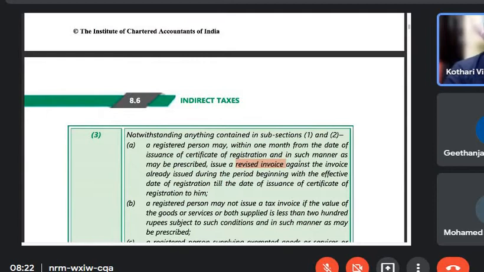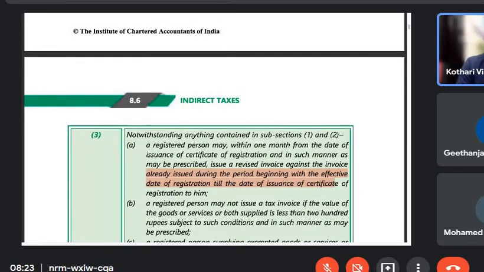Why is this happening? Against the invoice already issued during the period beginning from the effective date of registration till the date of issuance of certificate of registration. What did we see in the time of registration? Within how many days does he have to get registered? Within 30 days he has to get registered.